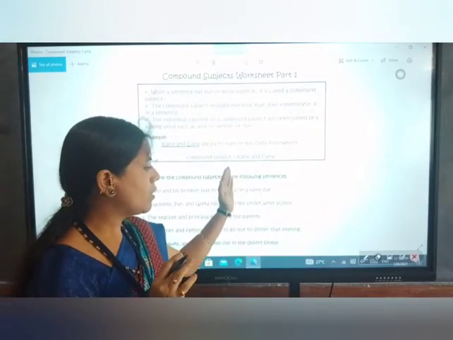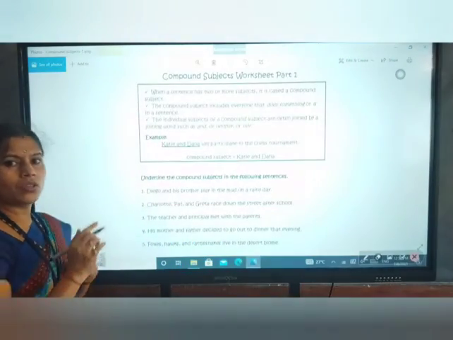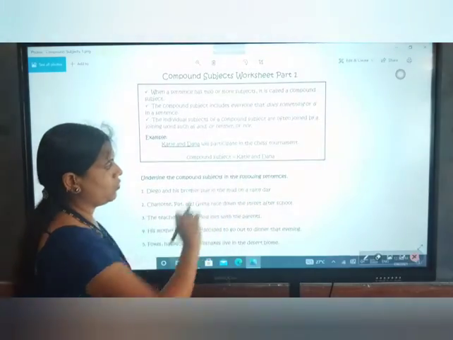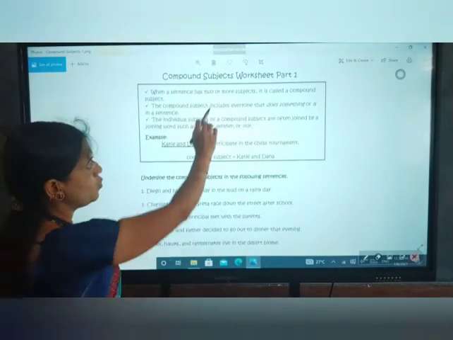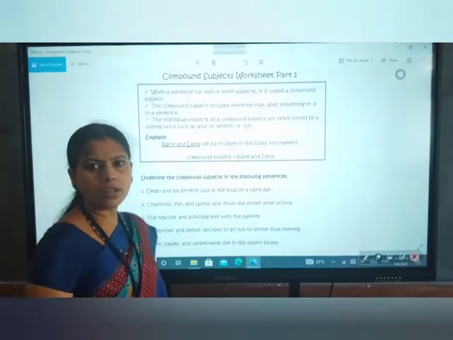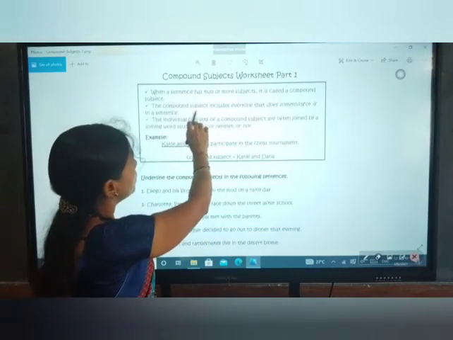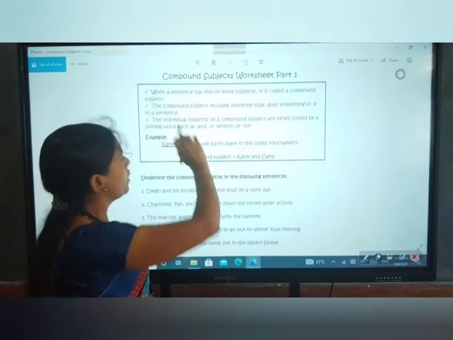So in this worksheet we will solve about compound subject. Okay, so see here. Underline the compound subject in the following sentences. They have given, when a sentence has two or more subjects, it is called a compound subject. The compound subject includes everyone that does something or is in a sentence.